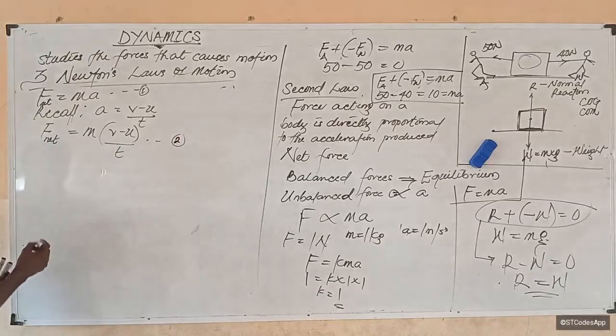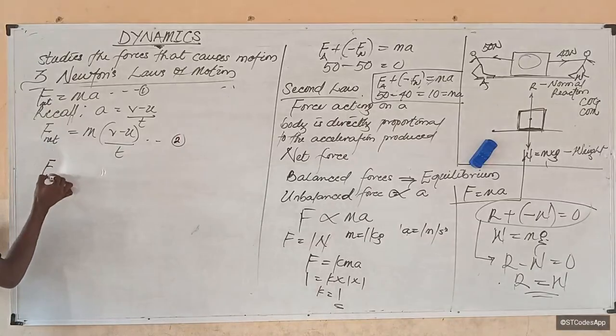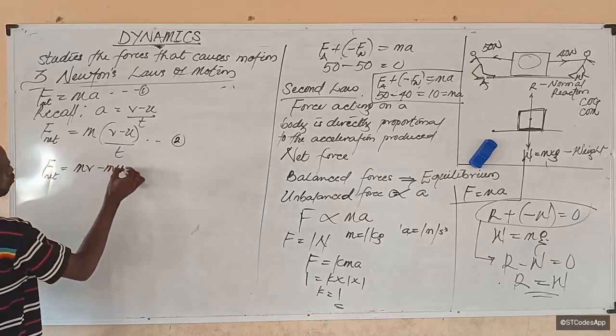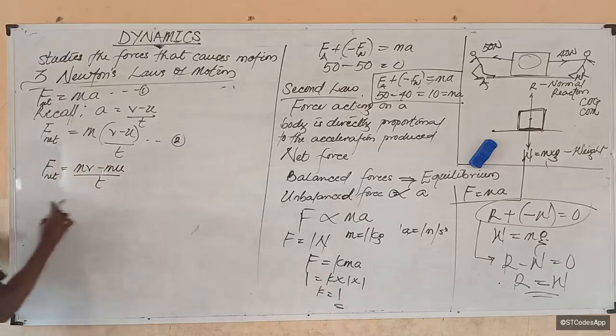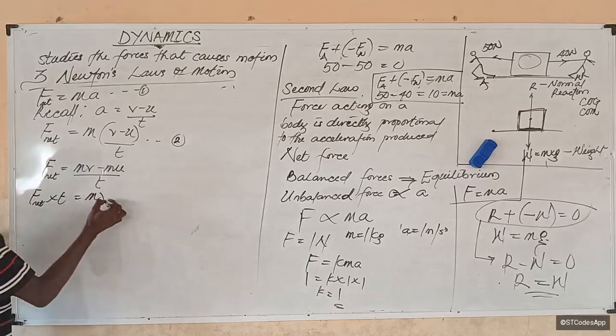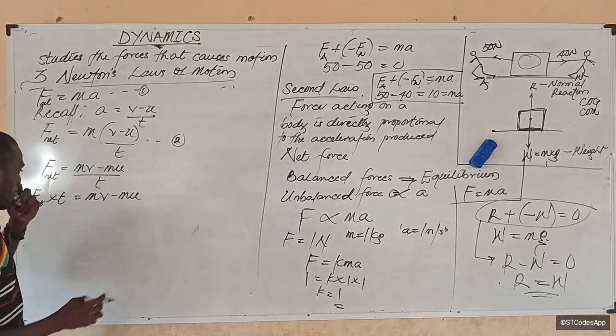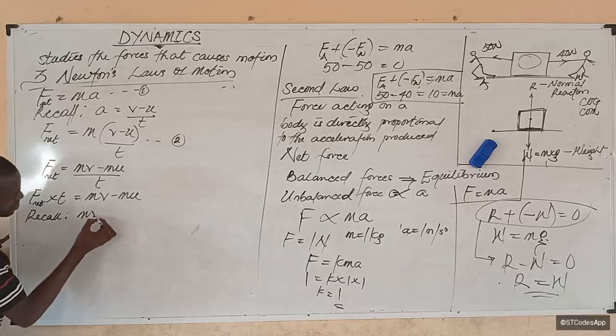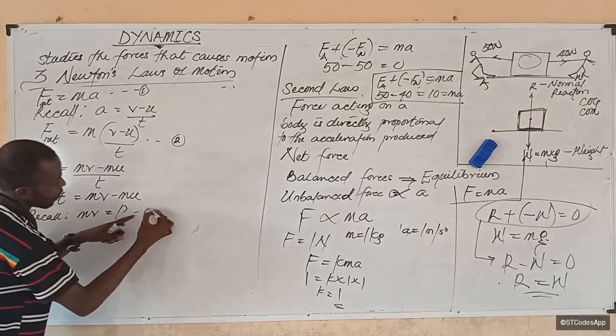So if that is the case, then we can say that F net is equal to (mv minus mu) over t. Now, if you cross multiply this, we have F net times t is equal to mv minus mu. Now, mv, recall that mv is equal to the momentum of a body.